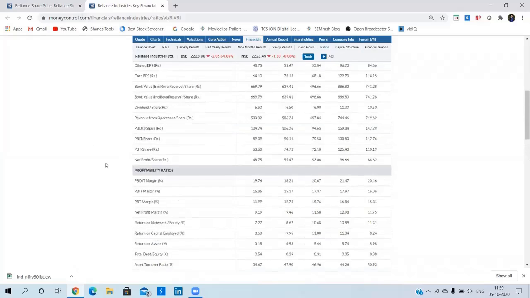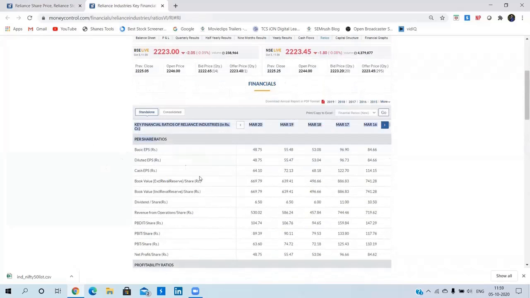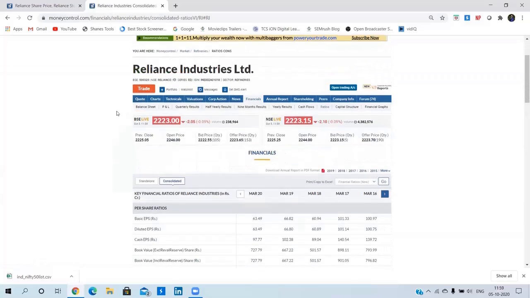Okay, you can download them or simply copy and paste the same thing in Excel, but make sure that your data is in the consolidated form. So guys, yeah, this was it for Moneycontrol. Okay, beginners should definitely focus more on the annual report, profit and loss statement, balance sheet, and cash flow statement, right?